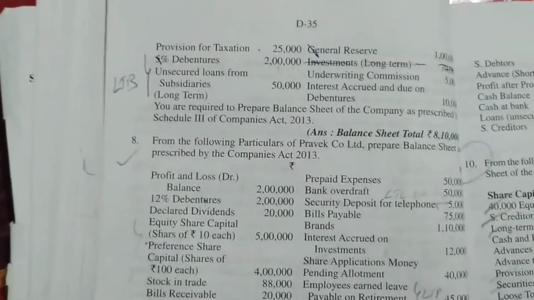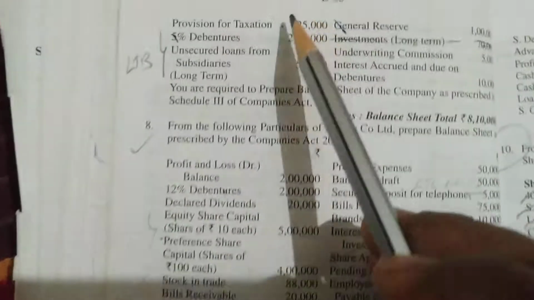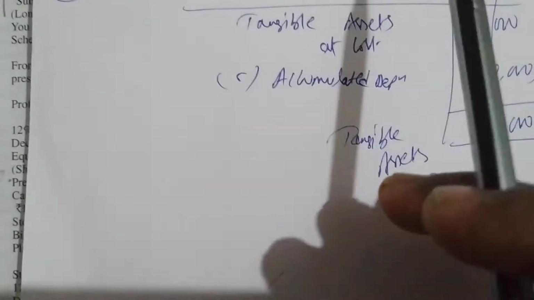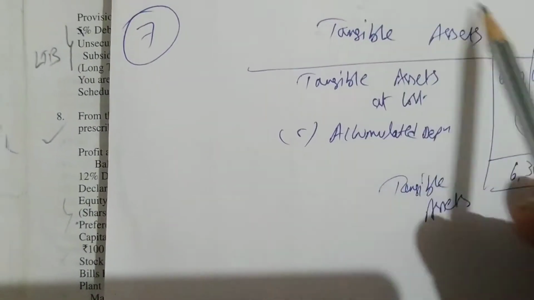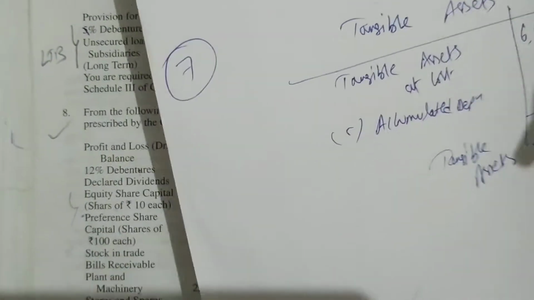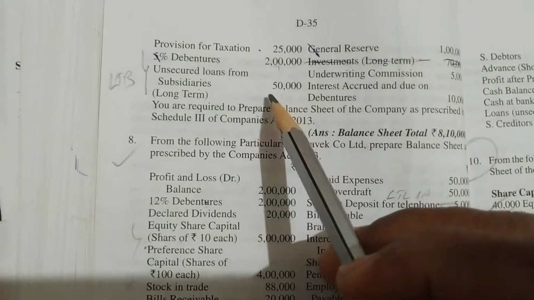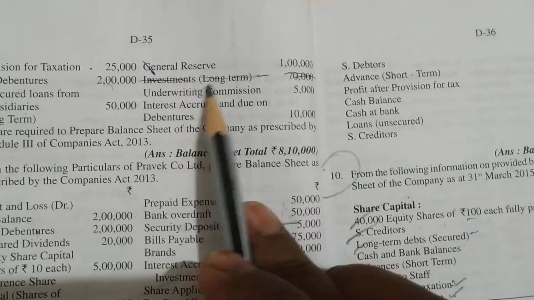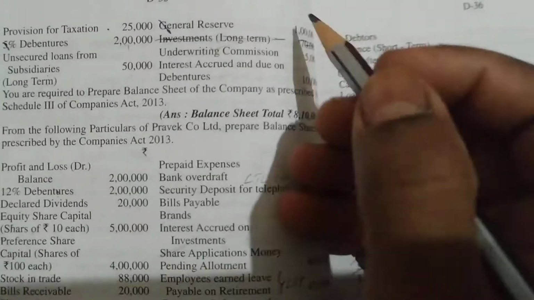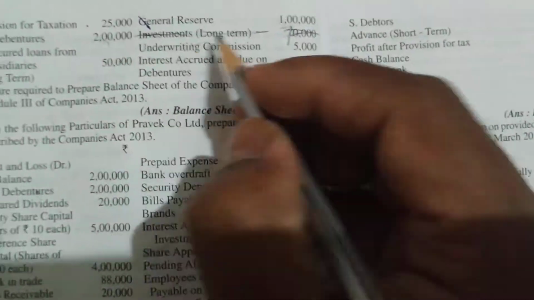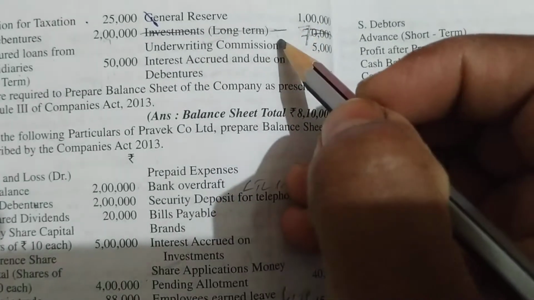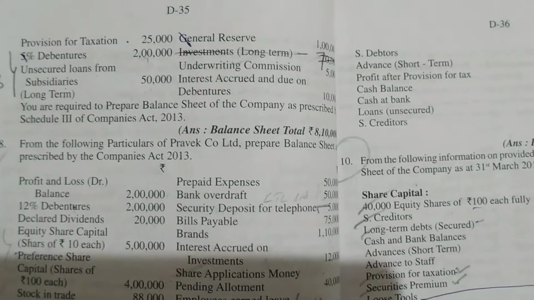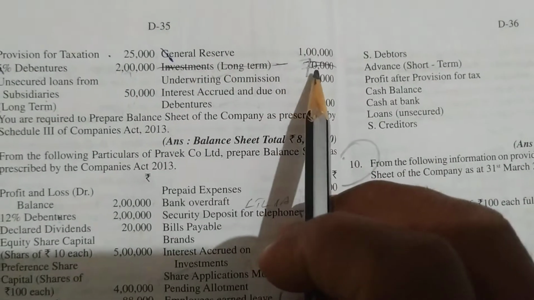So you have to prepare one more working note for long term borrowings, and you write 2 lakhs plus 50,000, that is 2,50,000. Before tangible assets you have to prepare long term borrowings as a working note. Okay. Next, general reserve, how much we are having? 1 lakh. Then investments we are having long term 70,000. This long term investment 70,000 we have to write under non-current investments. Under the balance sheet, under non-current assets we have non-current investments, and in that you write 70,000.